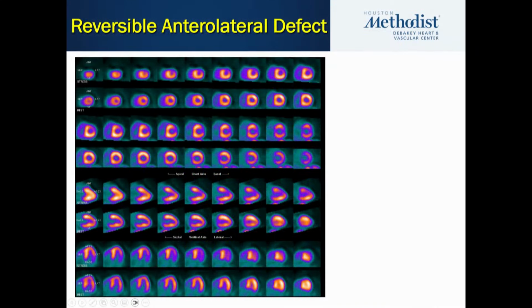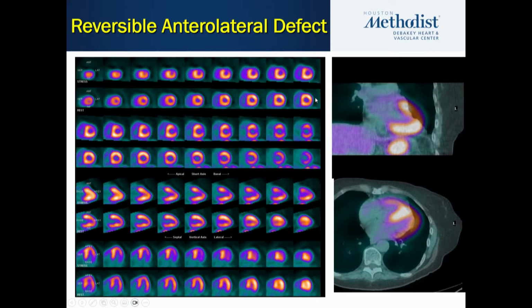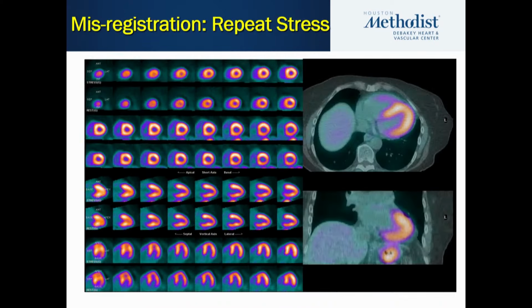Everyone could see that. You can see here that the lateral wall has fewer counts compared to the rest. But when you look at emission and transmission, you can see that the heart is not where it's supposed to be. And this again is not PET specific. This could be PET, this could be SPECT. So when you go back and tell the tech to fix it, now it's a normal study.